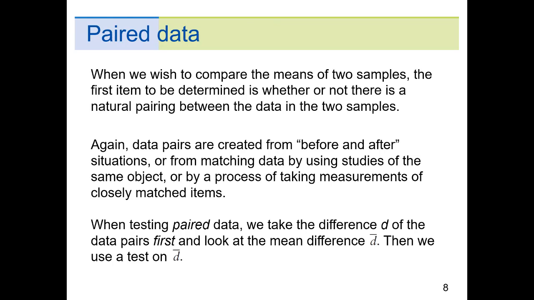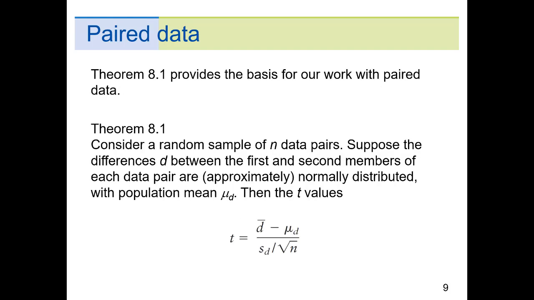When we wish to compare the means of two samples, the first item to be determined is whether or not there's a natural pairing between the data. So this could be from before and after situations, from matching data by using studies of the same object, or by some process of taking measurements of closely matched items like a person's left foot and right foot. When testing paired data, we take the difference D of the data pairs first, and then we look at the mean difference D bar. Then we use a test on D bar.